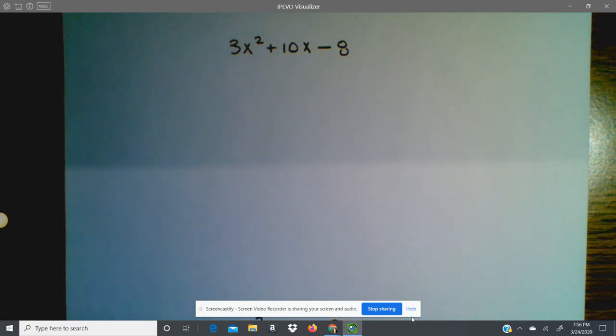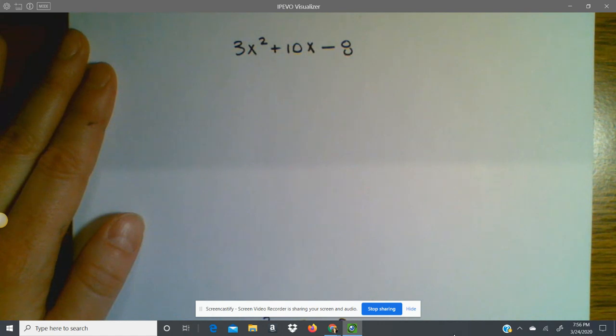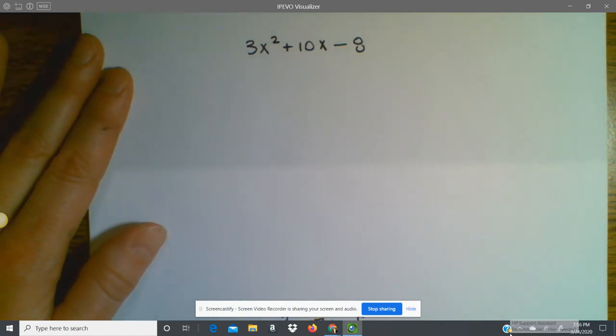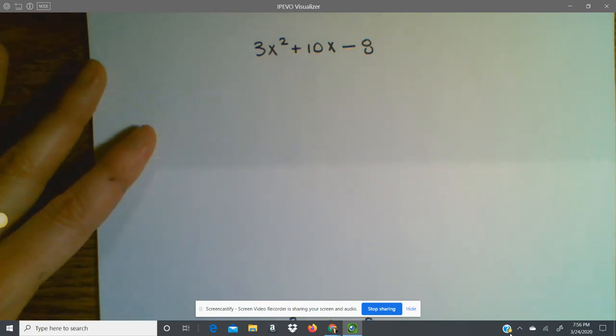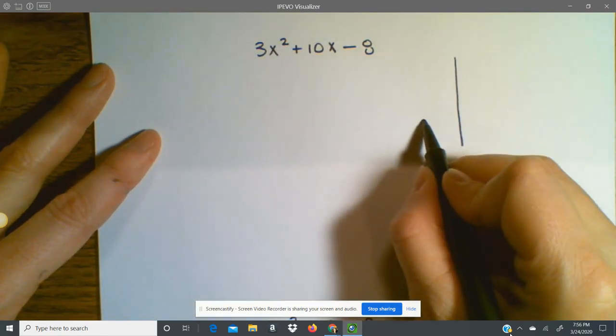All right, I'm going to show you how to factor using the tic-tac-toe method. And really, this is kind of just like the grouping method, except you organize your information a little bit differently so that you're not writing all of the X's and you might not get confused with the parentheses. The one thing I don't like about tic-tac-toe is that you just have to remember the steps for it.